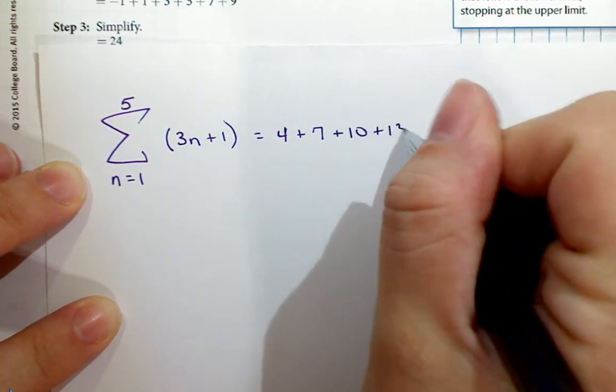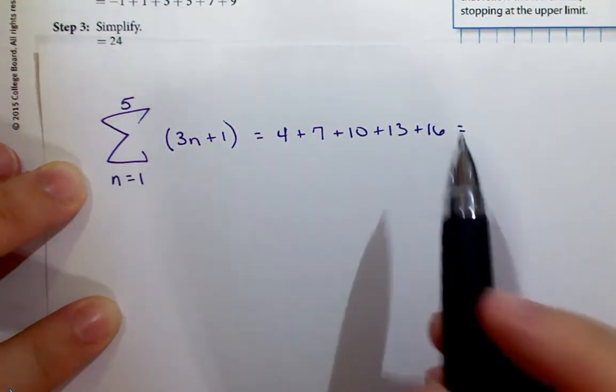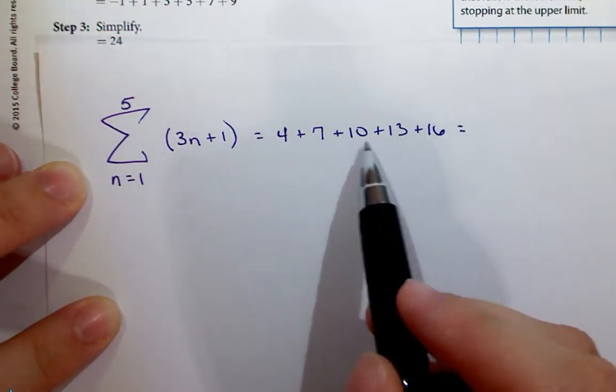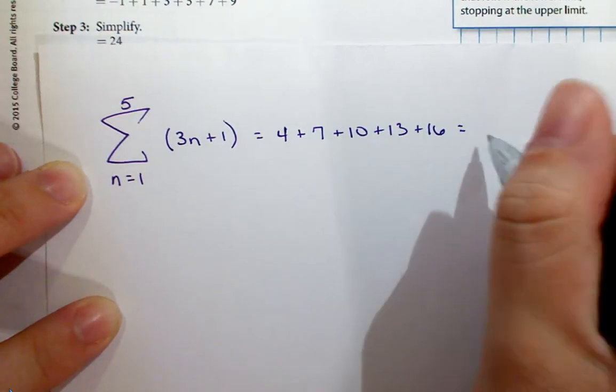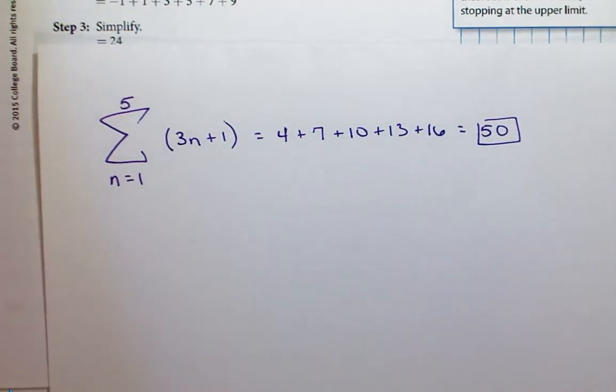So it looks like we're adding 3 each time: 4, 7, 10, 13, 16. And then we could add these all up. So let's see, we got 11, 21, 34, 50. So 50 would be our answer, providing, again, I have done that correctly. I am going to show you a way to check this on the calculator. However, don't become too dependent on that. But before I do so, let's try it another way.